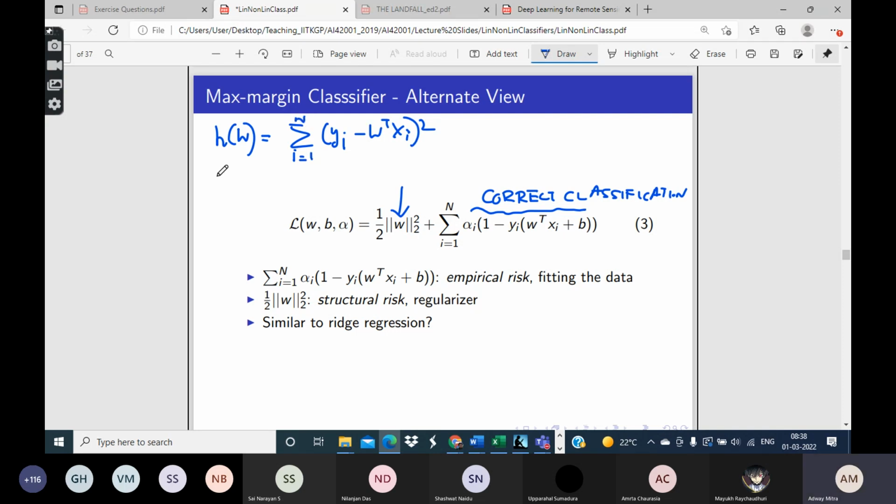Now in case of ridge regression, the loss function becomes this. We have a parameter lambda, and this 2 is kept because when you do the derivative, the squared term's 2 will come down so that you can just cancel it. So basically it is some constant times the L2 regularizer.